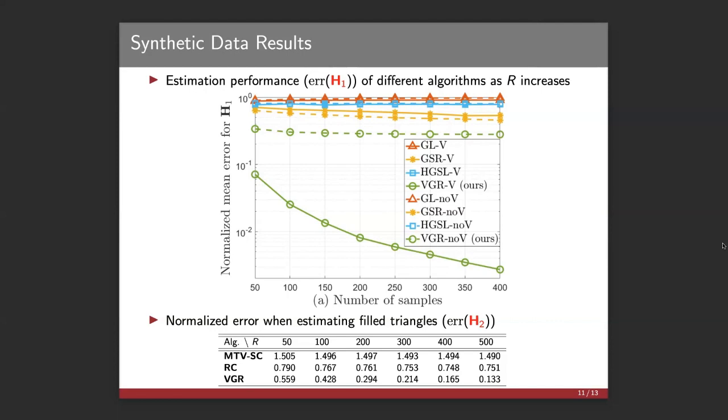We also compare two scenarios. The first one considers that we have access to that exogenous variable, and the other one assumes that this exogenous variable is not known. In that case, we can see that our model outperforms the alternatives. We also compare the error in estimating triangles, which are captured in this matrix H2, and we can see similar behavior as shown in this figure for H1.